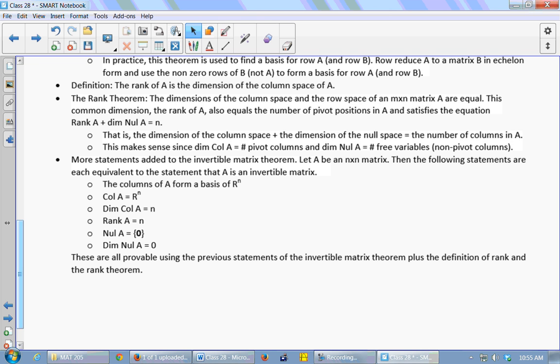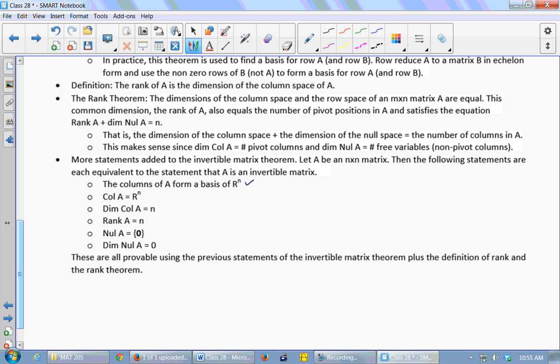And we're adding some more statements to the invertible matrix theorem at the end of this section. If A is an n by n square matrix, then each of these statements is equivalent to the statement that A is an invertible matrix. The columns of A form a basis for Rn, because we already knew from the invertible matrix theorem that the columns of A span Rn and are linearly independent. So that means they're a basis, right? So that's just one logical step further. The column space of A is Rn. That's the same thing as saying the columns of A span Rn, which we already had as part of the invertible matrix theorem.